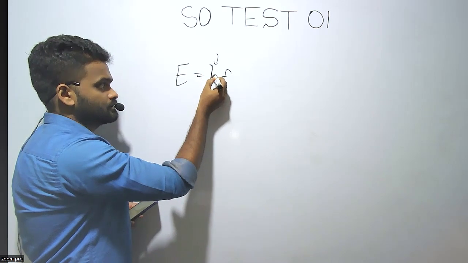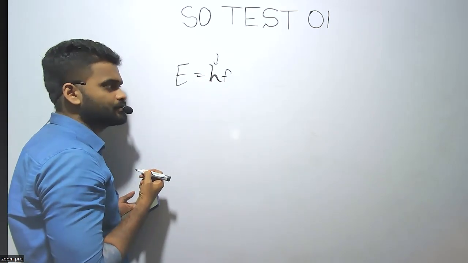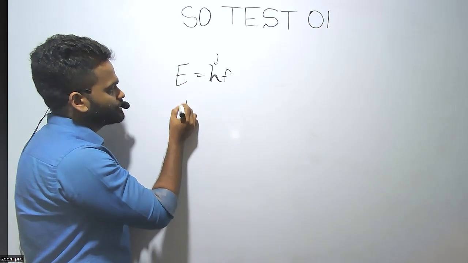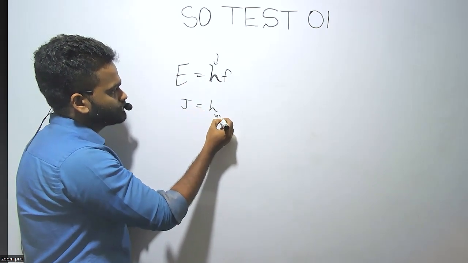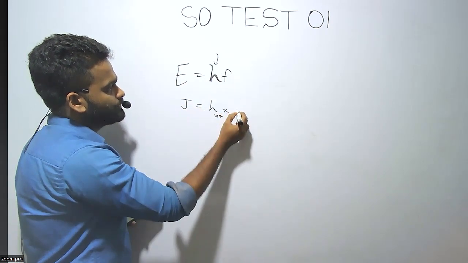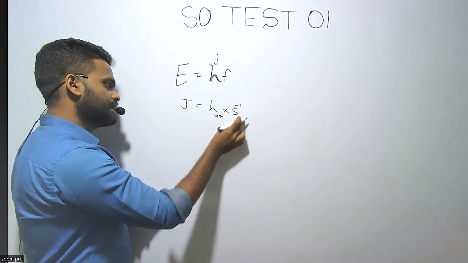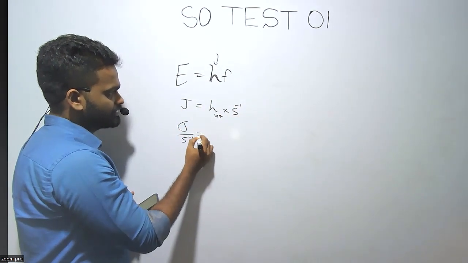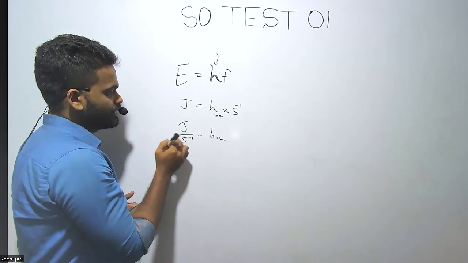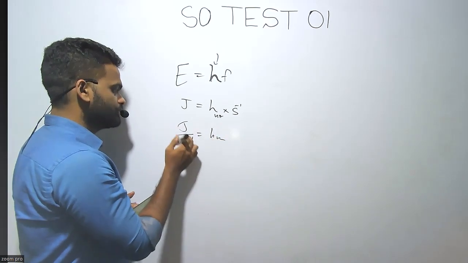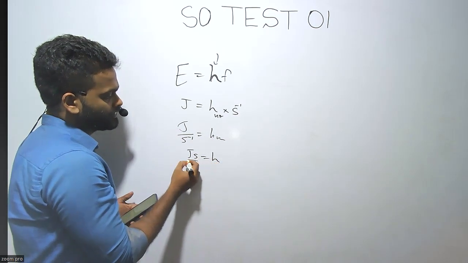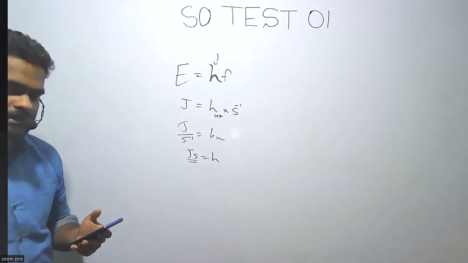Planck's constant. I think in chemistry you learn this, right? So energy is measured in joules. You have the Planck constant, and f is per second. So just take this to the other side. Joules per second equals H unit. Per second goes to the numerator, it becomes joules second. So joule second is the unit of Planck's constant.